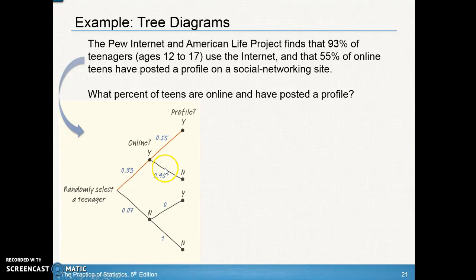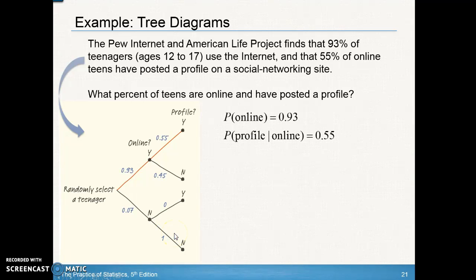Notice that branch adds up to 1 because profile and no profile add up. That's all the teenagers that are online. If they don't use the internet, then obviously 0% are going to have an online profile, and 100% are not going to have an online profile because they're not even online.